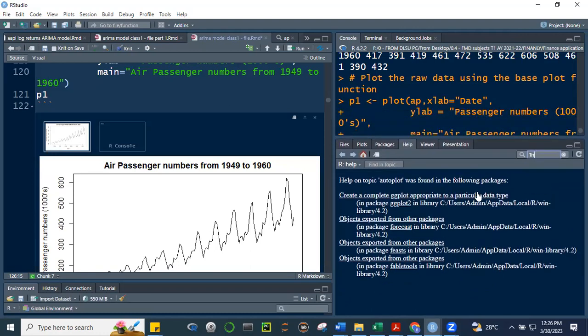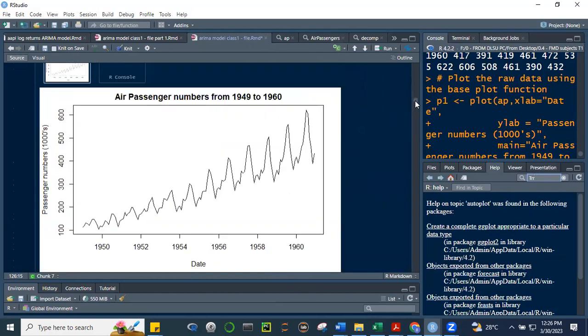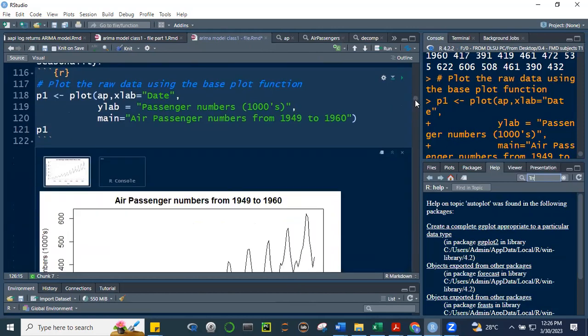Help on topic was found in the following. So meron kay ggplot2, meron kay forecast. Okay, sorry, I made a mistake. Hindi siya kay GG45, ano? It's from ggplot2. Paki-correct na lang, class.